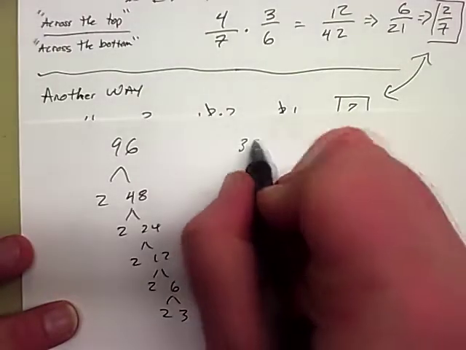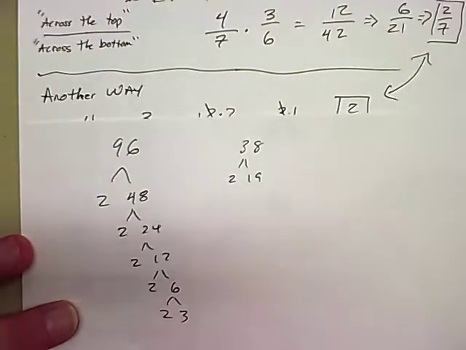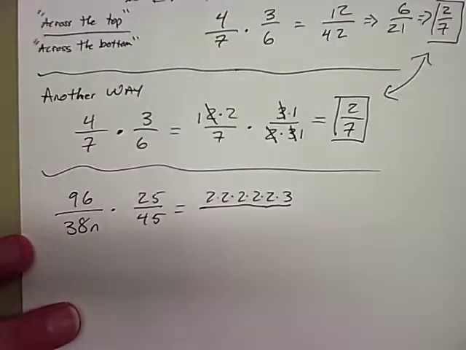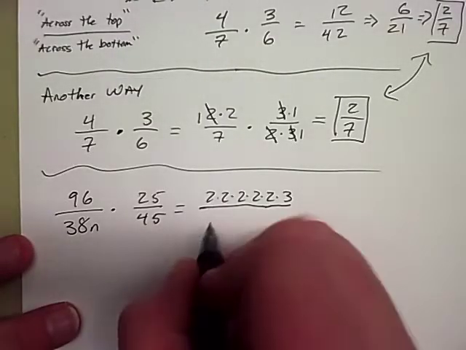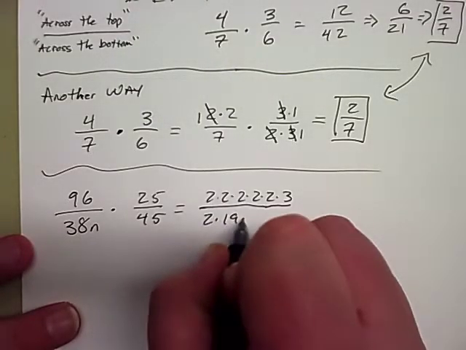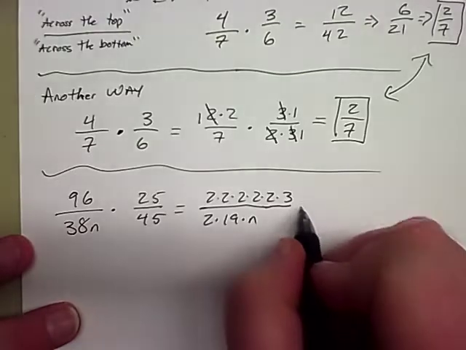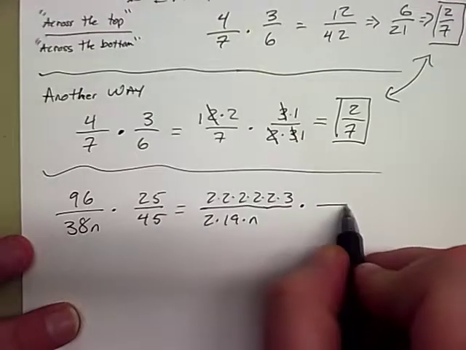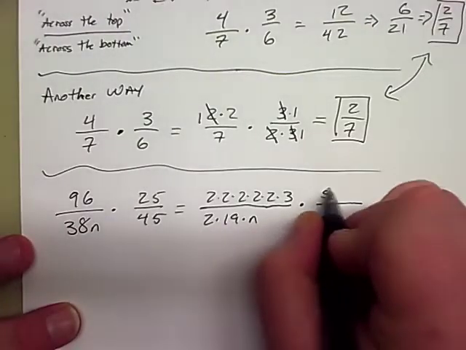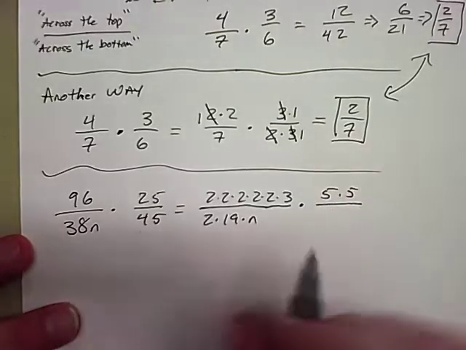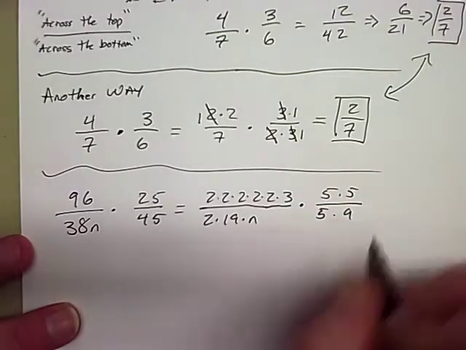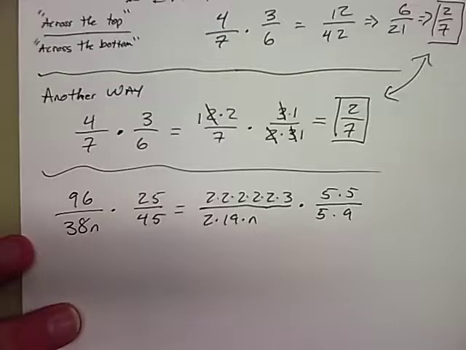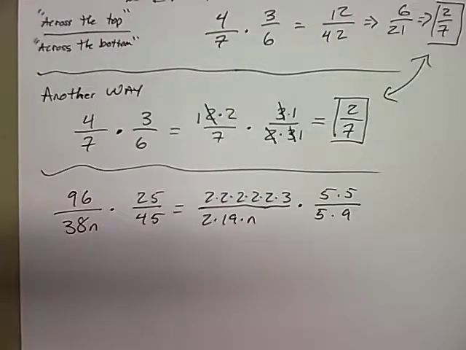38, if I had my calculator out, I would know that's 2 and 19. So 38n becomes 2 times 19 times n. And now 25 and 45 are nicer. I know 25 is just 5 and 5. 45 is 5 and 9, right? So now that I've strung it all the way out, I can look at the most basic components and cancel where I can.